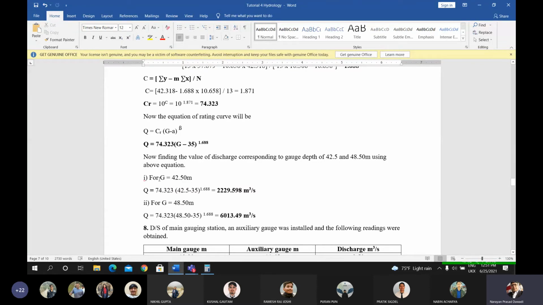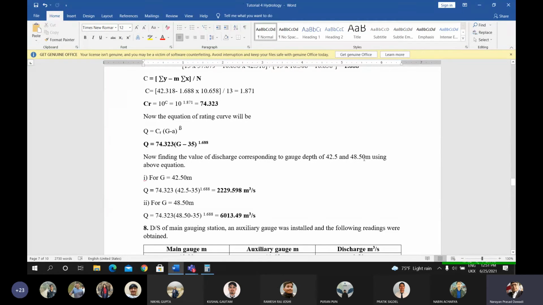For our question, we need to find the value of discharge corresponding to the gauge depths of 42.50 meter and 48.50 meter. Put the value of G as 42.50 in this equation. The Q value for it will be 2229.598 meter cube per second.